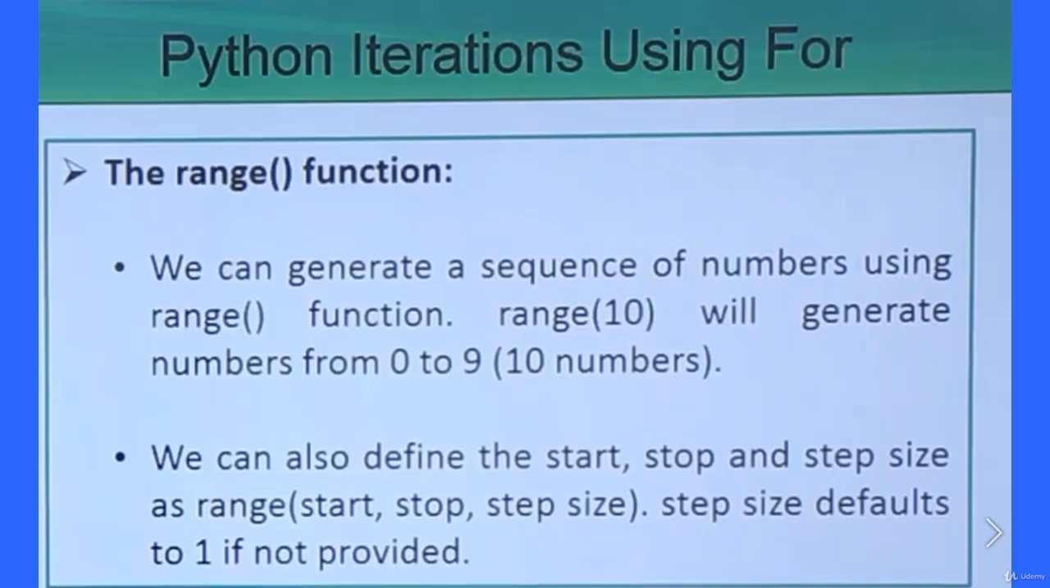We can also define the start, stop and step size in range. There is a start, comma, stop, comma, step size. The step size defaults to 1 if it is not provided. Let us suppose we write range 1 comma 10 comma 1. That means it will have the values ranging from 1 to 9 with an increment of 1.